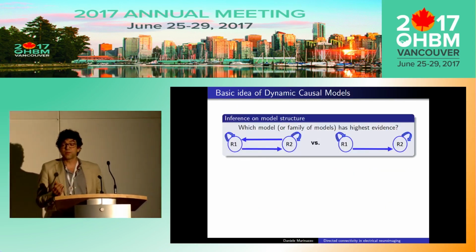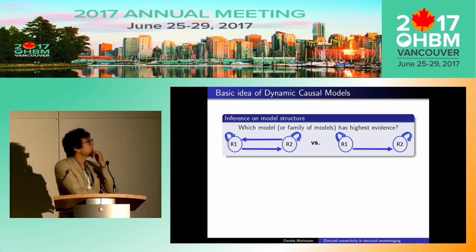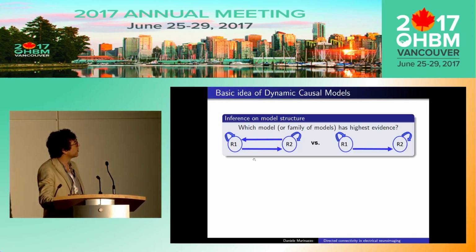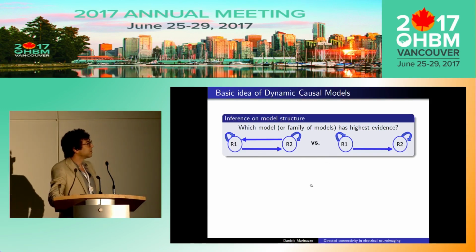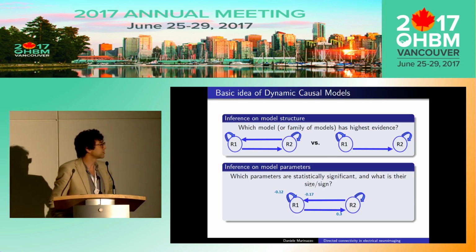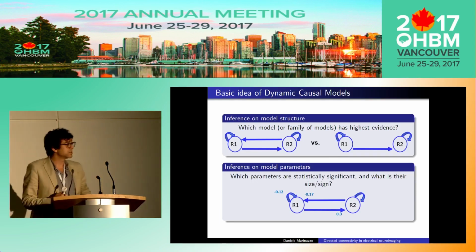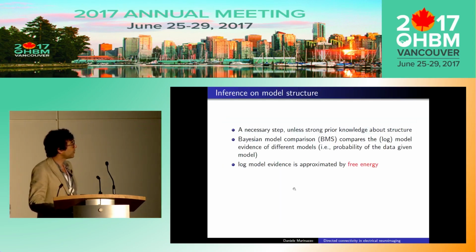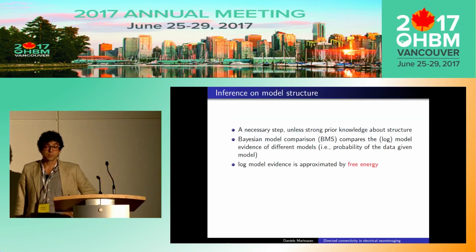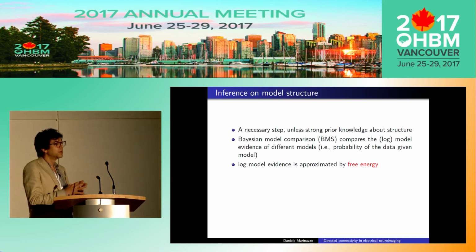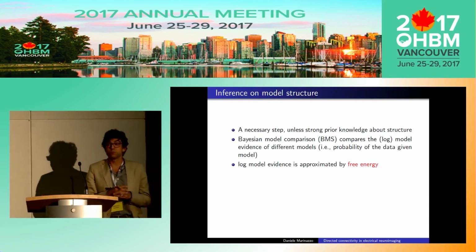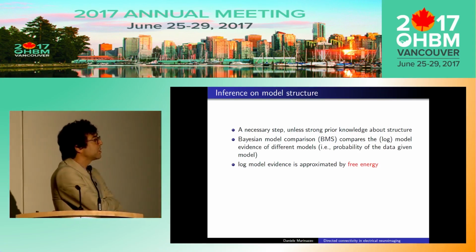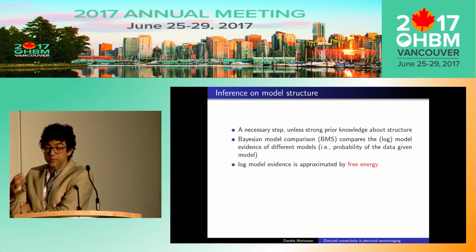So for example, the first step can be the inference of model structure. So which model, or as we will see in a minute, a family of models, has the largest evidence. So for example, two neural populations interacting in this way or in the other way. Then, once we get an idea of what are the most likely models, which parameters are statistically significant, what is their size and sign, and which parameters are modulated by a given task or by a given condition. So the inference of model structure is necessary. Our model space can be reduced, and actually should be reduced, because otherwise our model space will explode. And so if we have some knowledge about the underlying structure, we can reduce our hypothesis to a certain group of models.